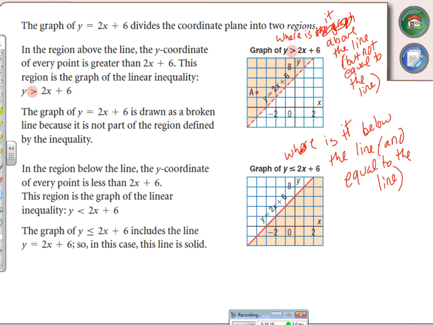On Math Excel, if you go to the interactive online textbook, there is a little applet, a dynamic activity is what they call it, where you can actually move these things around. You can see and play with it and see where it shades above and below.